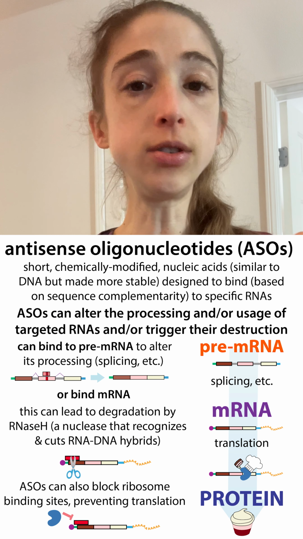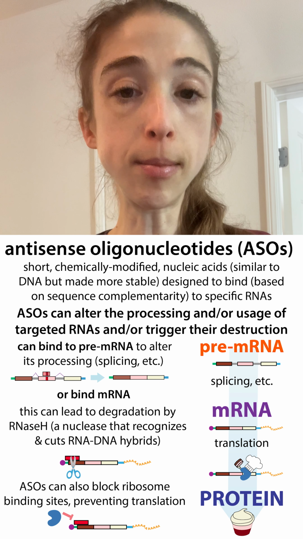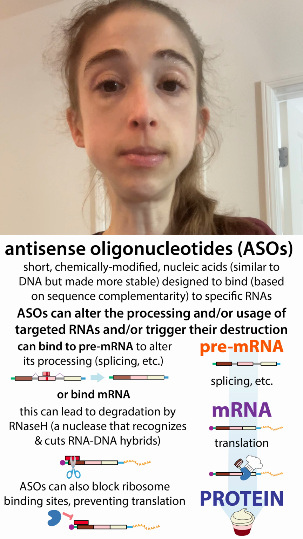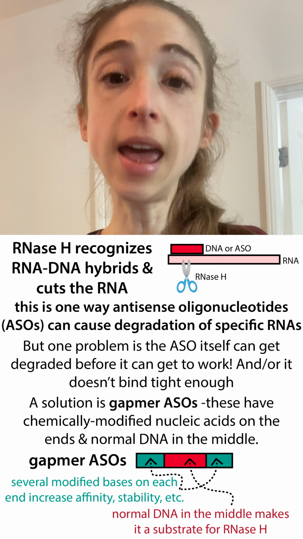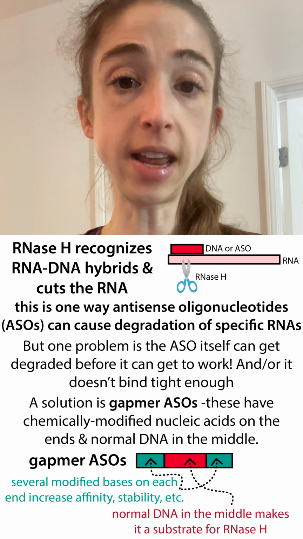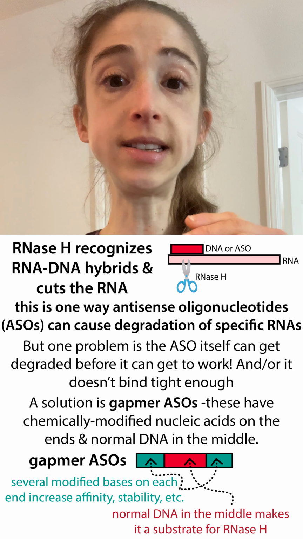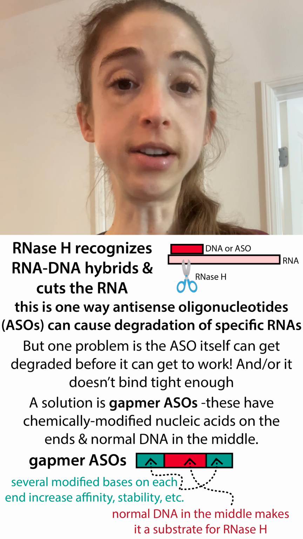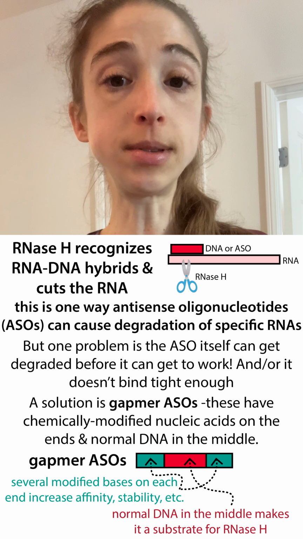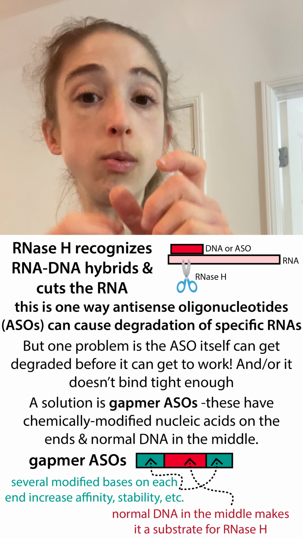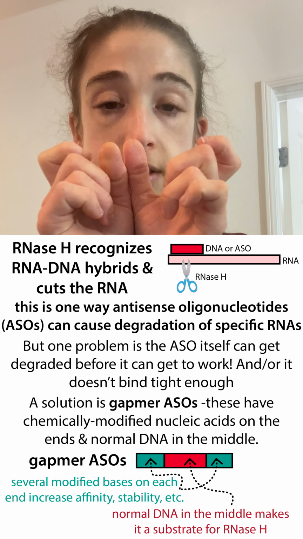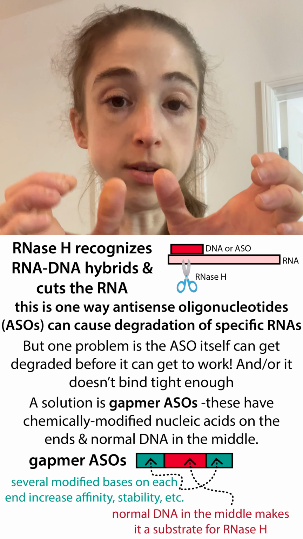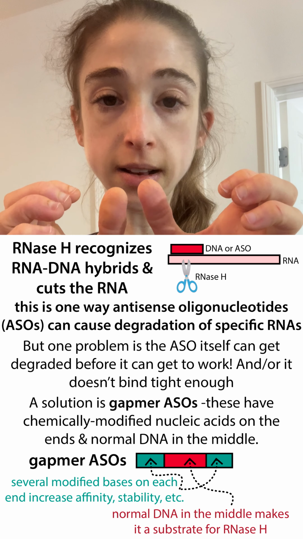The antisense oligonucleotides, those ASOs, can also bind to the mRNA. When they bind to the mRNA, they can prevent translation by blocking the ribosome and other things from binding, and they can trigger degradation by RNase H. RNase H will recognize that there's an RNA-DNA duplex, and it'll cut the RNA, leading to degradation of the RNA. You might sometimes see the word gapmer. Gapmers have chemical modifications on the ends of a DNA strand so that RNase H can still recognize the middle, but you've got more stability in your nucleic acid.